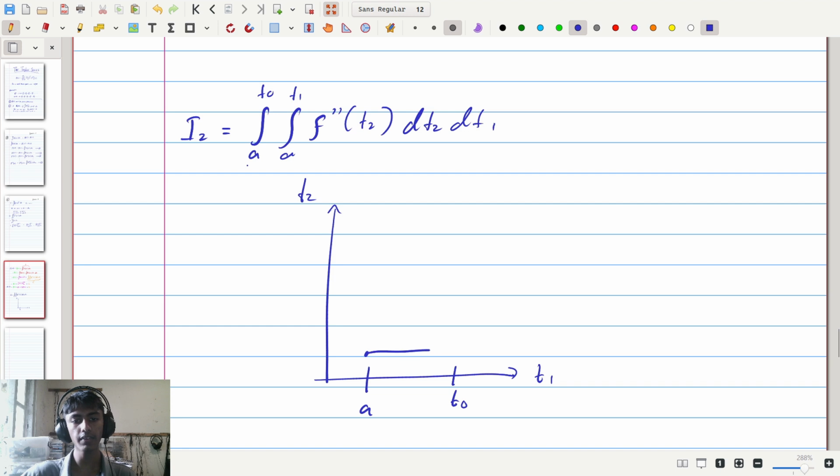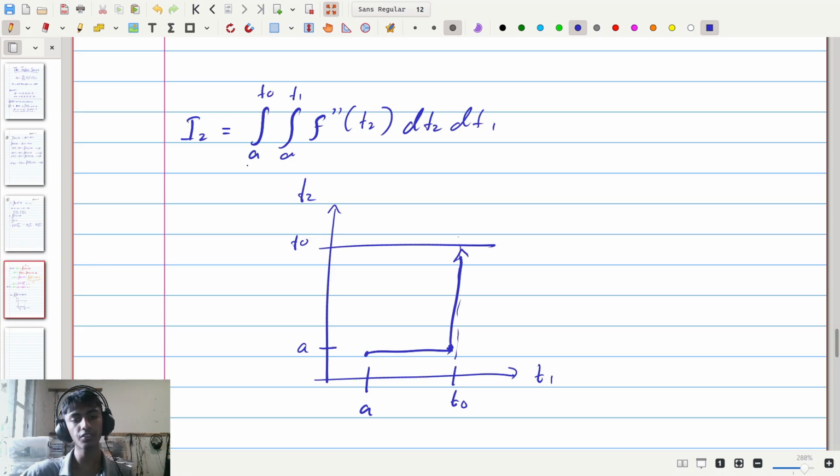So t1, we could say t1 is going like this, upward like this, and as t1 increases, t2 is increasing from a up to the current value of t1. So when t1 is equal to a, t2 is going to be going from a up to a, because at that point t1 is also going to be equal to a. However, once we get the final value of t1, as in t1 equal to t0, then over here we're going to have t0, and then t2 is going to be going from a up to t0.